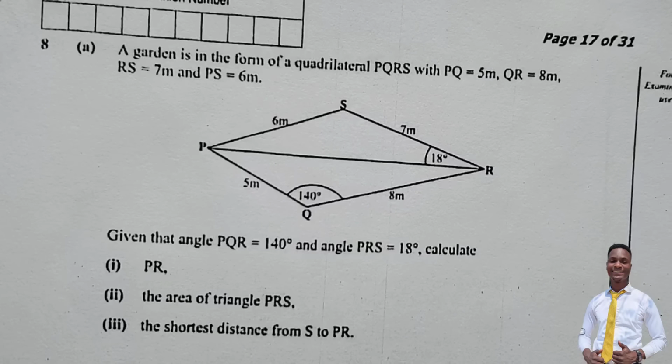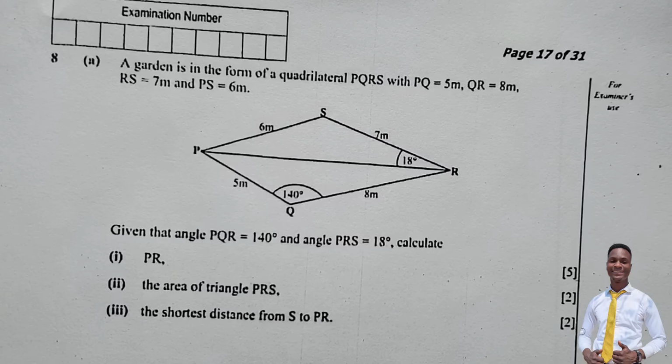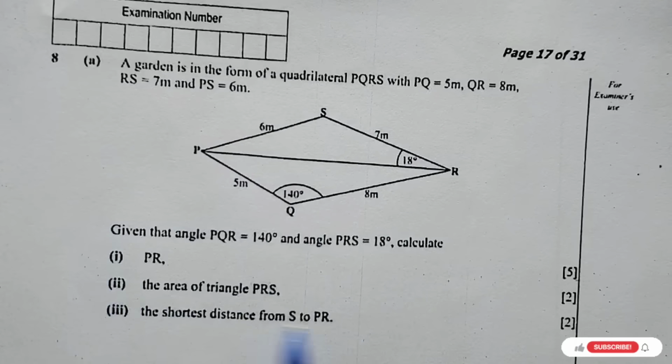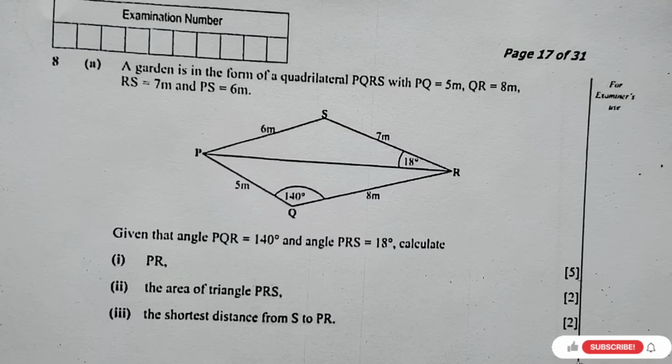In this video, we are going to solve question 8 of the 2025 GCE Mathematics Paper 2. This is trigonometry. All right, so this is how a question on trigonometry came.